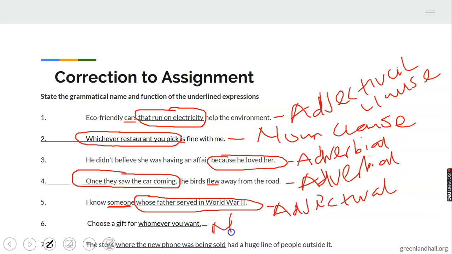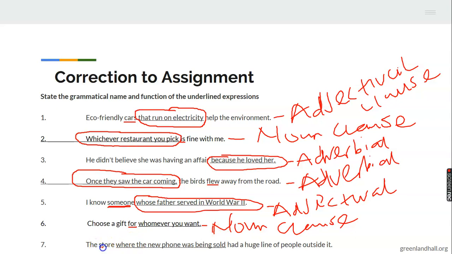Definitely, it is working as what? As a noun clause. And for the function, it is coming after a preposition. Very simple. I know the answer is in your mind already. It is working as complement of the preposition for.